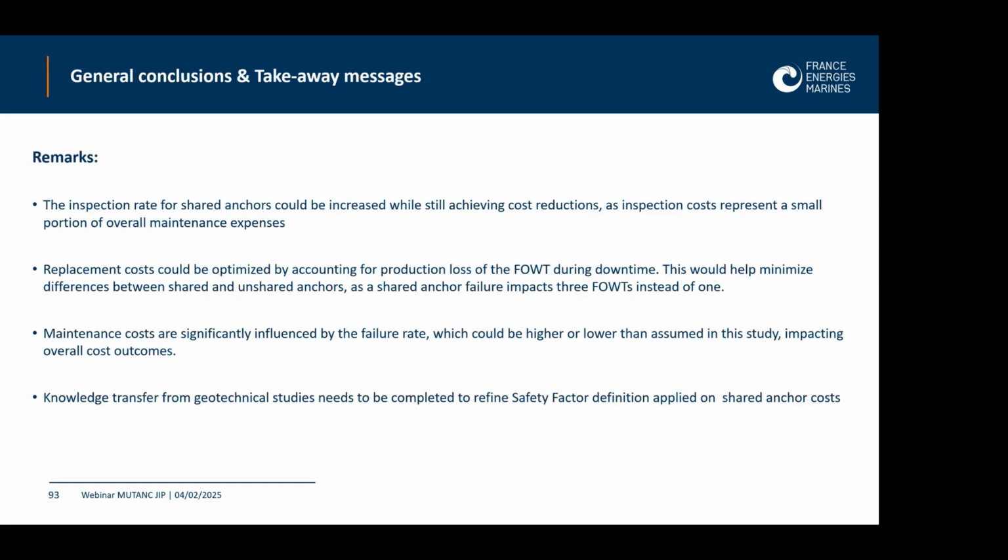And some general conclusions and remarks. It should be noted that the inspection rate for shared anchor could be increased while still achieving cost reduction, as inspection costs represent a small portion of our overall maintenance expenses. The replacement cost could be optimized by accounting for production loss of the floating offshore wind turbine during downtime, and this would help minimize the difference between shared and unshared anchors, as a shared anchor failure will impact 3 floating offshore wind turbines instead of 1, as I said in the introduction.